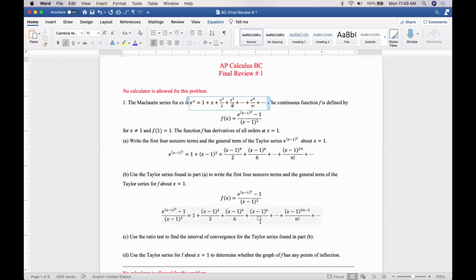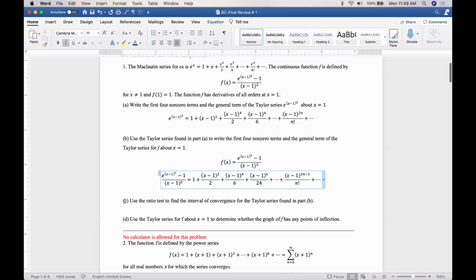Then this would be 4 factorial, right? Which is 24. So that's what it is. Okay. Now what? Use the ratio test.